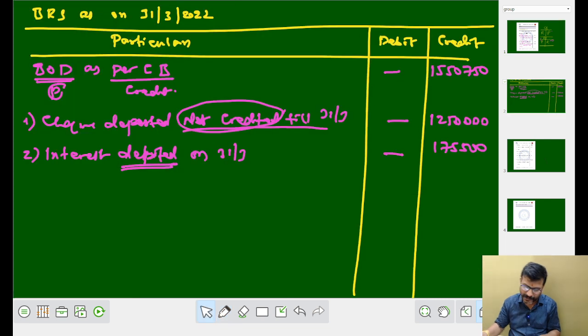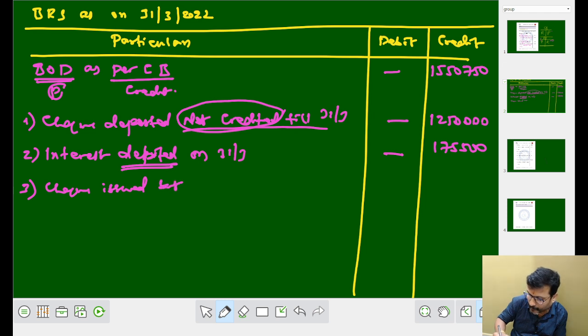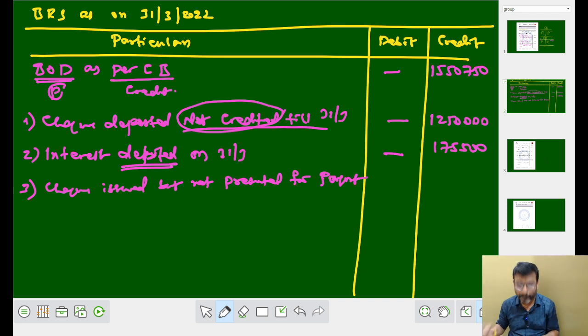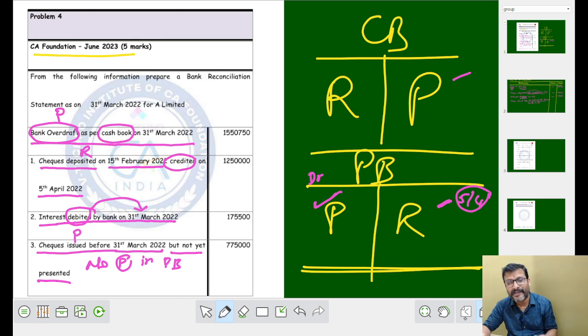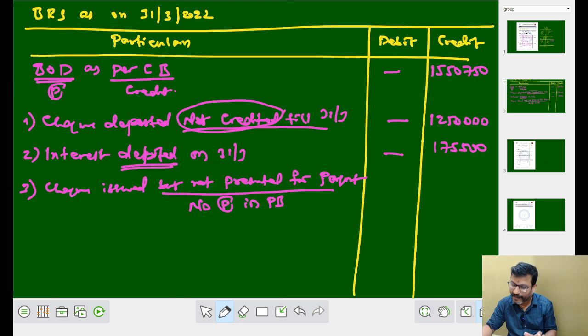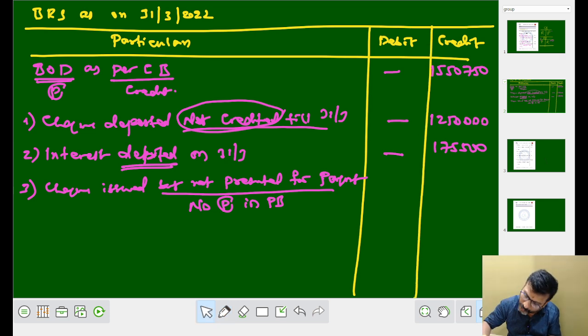Now the point number is C, I mean third point. What is it? Checks issued but not presented for payment. Not presented for payment means no payment in passbook. As I told you, no payment in passbook means no debit in passbook. So it is to be taken in the debit side only with an amount of rupees 7,75,000. Please see the number, whether I am writing correctly or not.